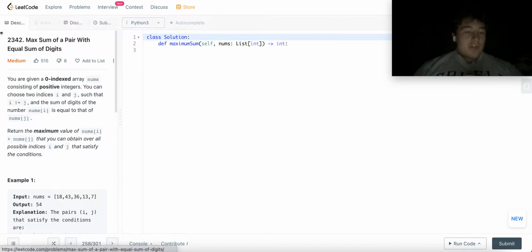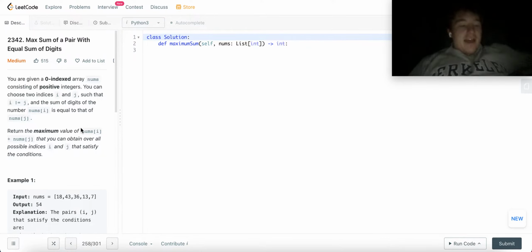Okay, so you're given a zero-indexed array nums consisting of positive integers. You can choose two indices i and j such that i doesn't equal j, and the sum of digits of the number nums[i] is equal to the sum of that of nums[j].